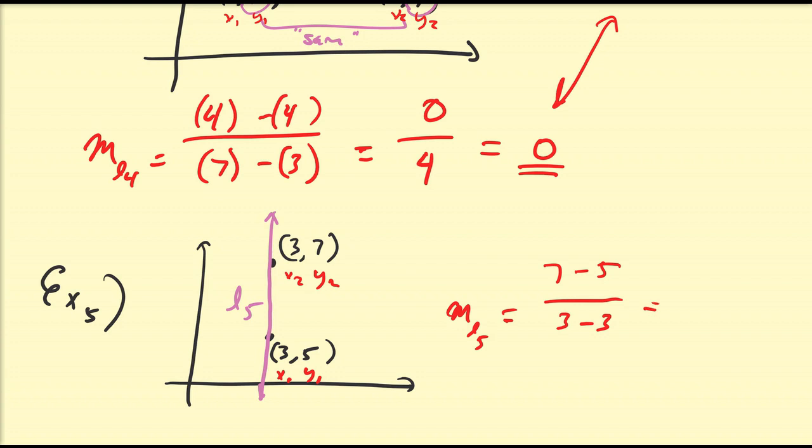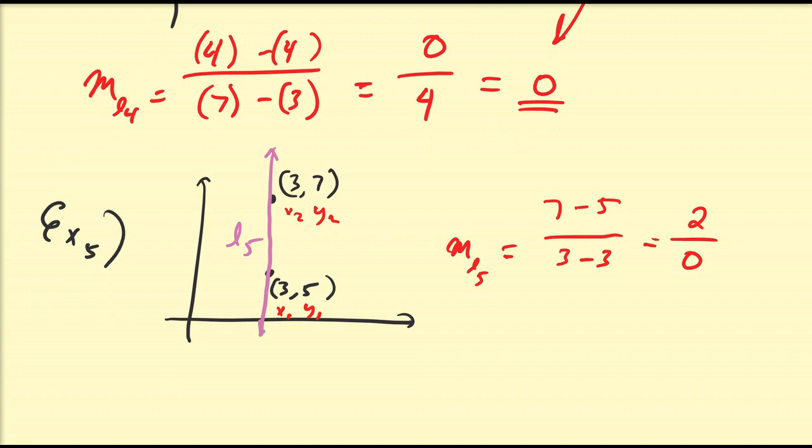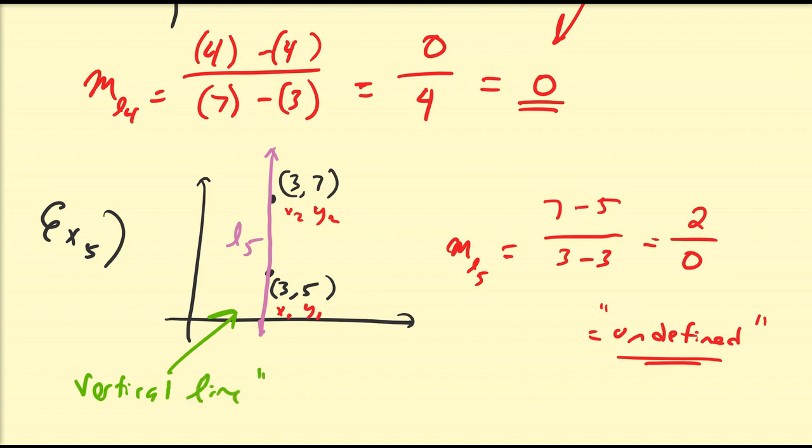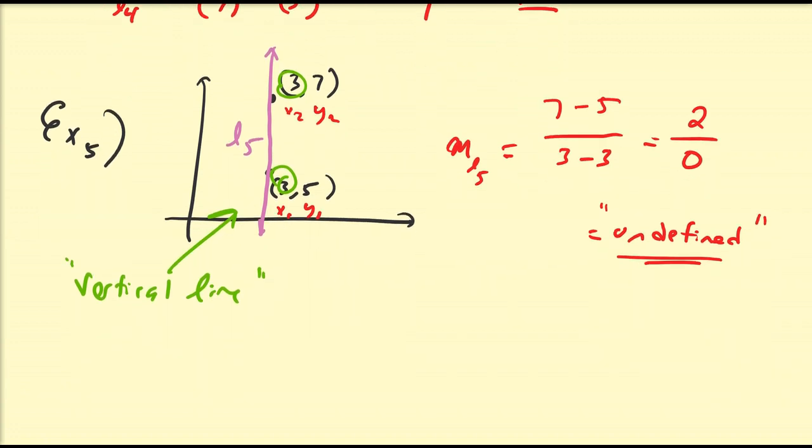So 7 minus 5 is going to be 2 divided by 0. And you cannot divide by 0, so this is undefined. Also notice that this is a vertical line. And also notice that the x-coordinates do not change. So maybe you can come up with a conclusion about that.